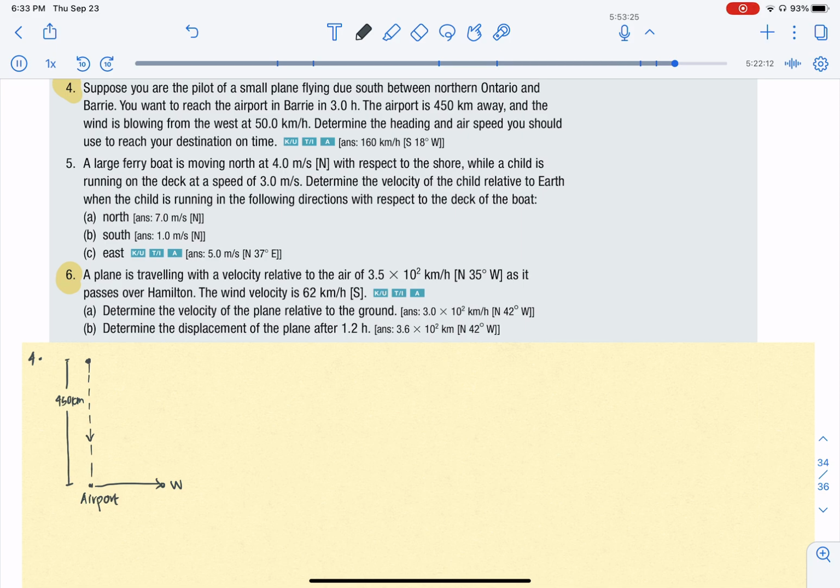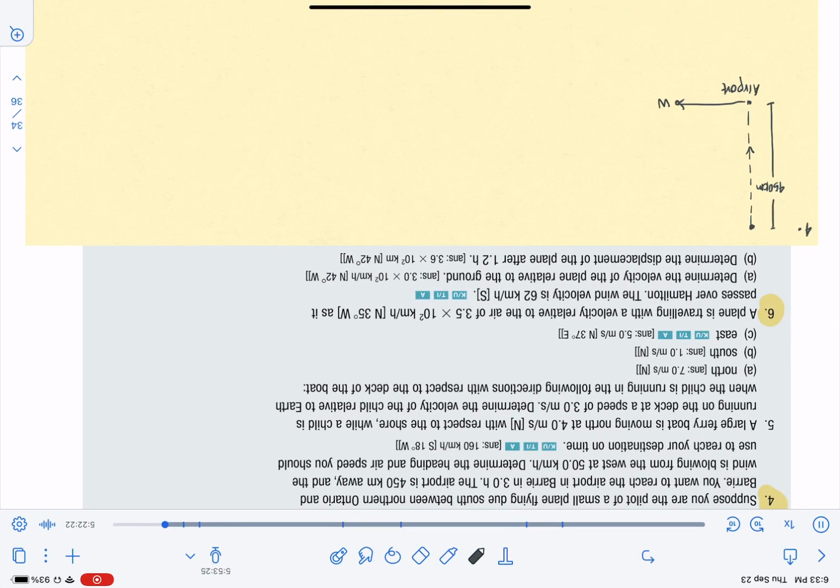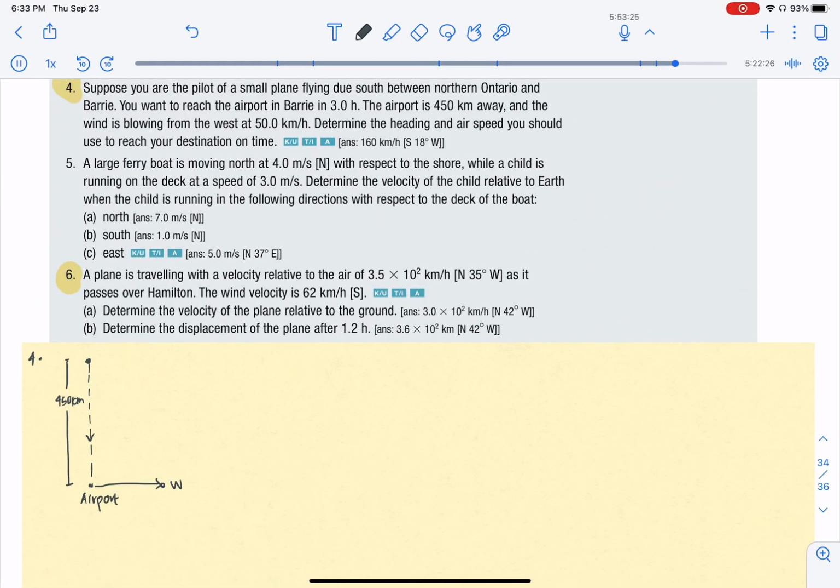Right? So your objects, for most of our cases, are either going to be boats or planes. Your mediums are going to be air or water. And your earth is always the earth, or ground or shore, depending on the situation. So when you see the first one up there, PA, that's how fast your plane can go based on its engine power. If there was no wind that day, that's its air speed.